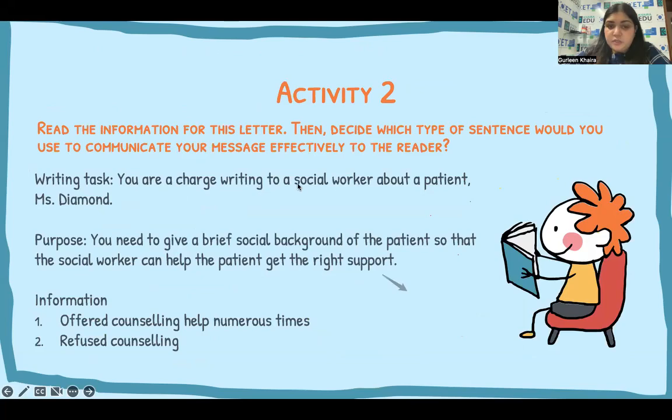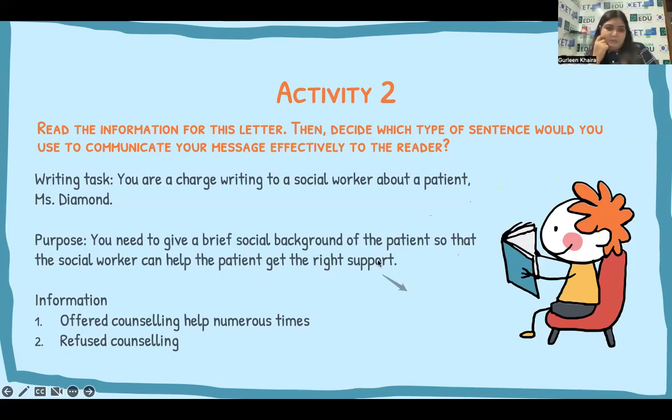You are a charge nurse writing to a social worker about a patient, Miss Diamond. The purpose of writing is that you need to give a brief social background of the patient so that the social worker can help the patient in getting the right support. The two pieces of information that we have to include are that the patient has been offered counseling help numerous times. The second information is that she has refused counseling.